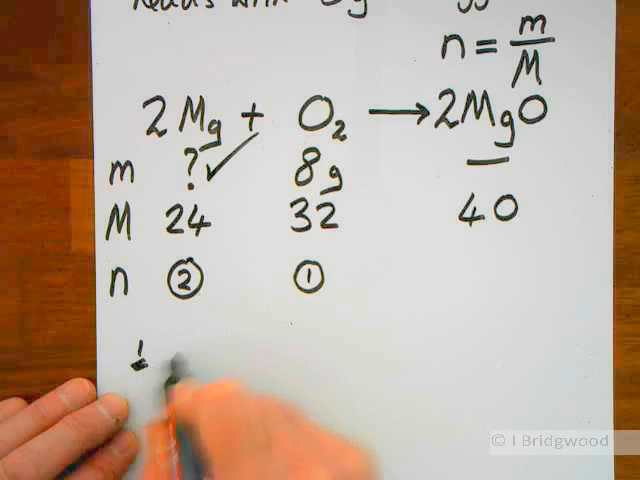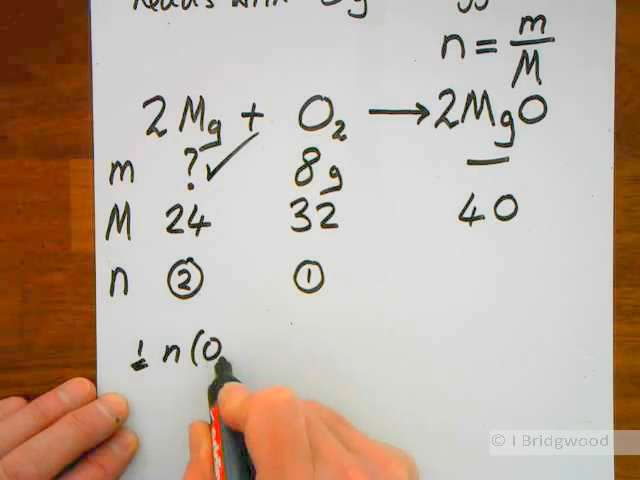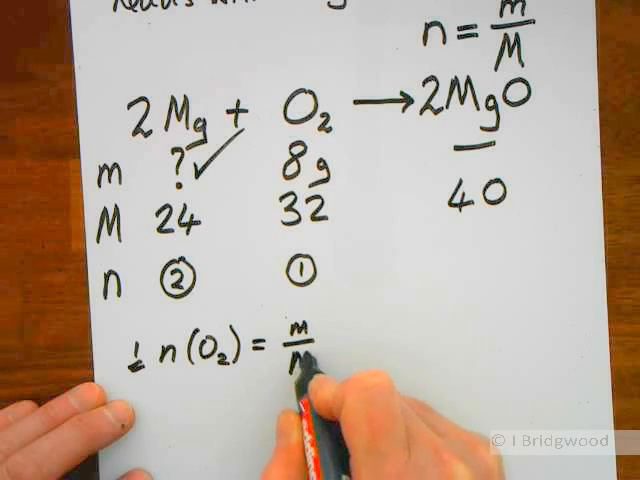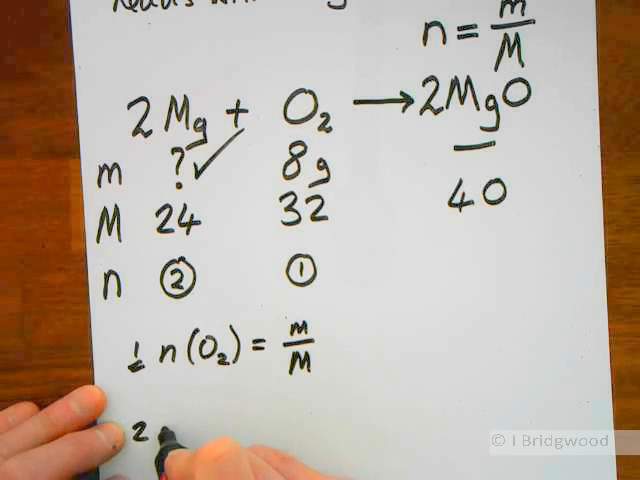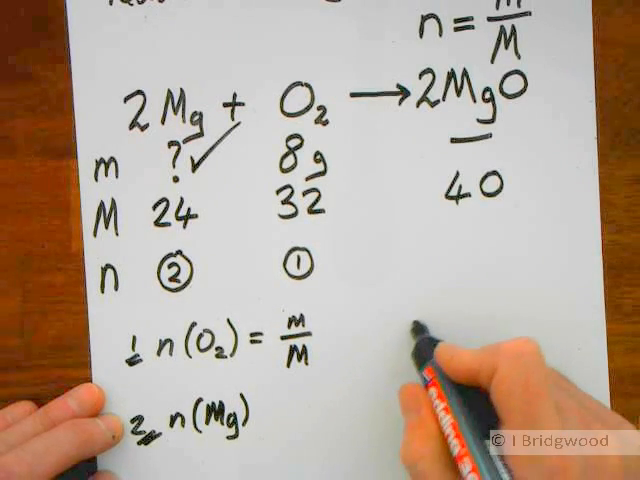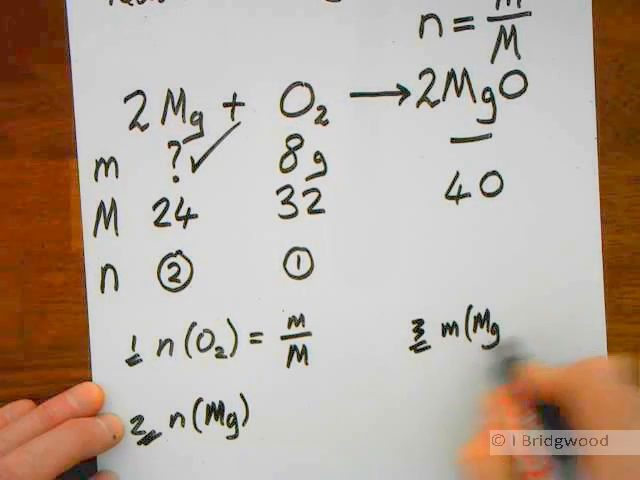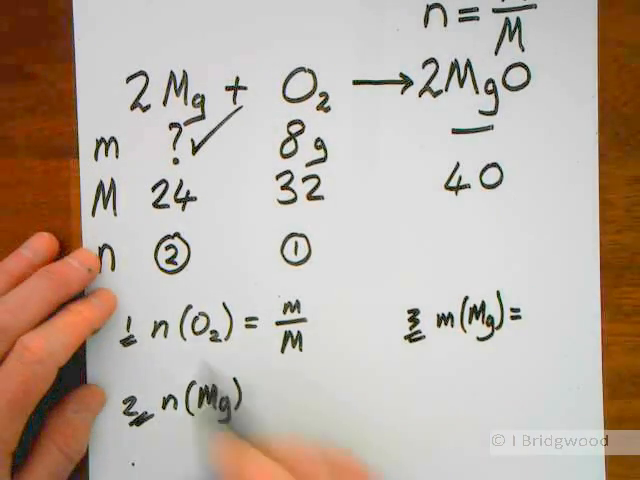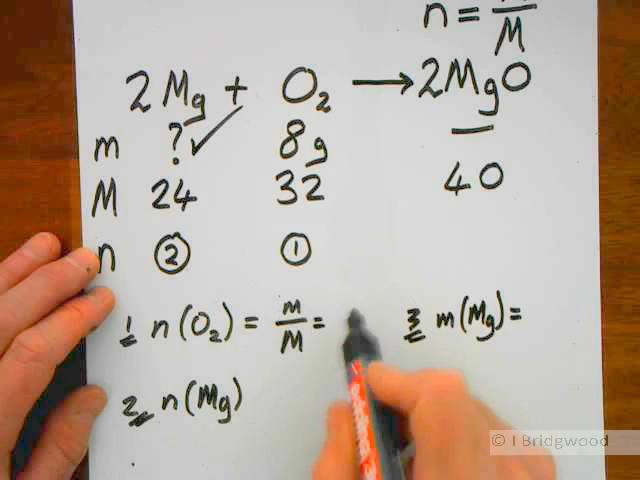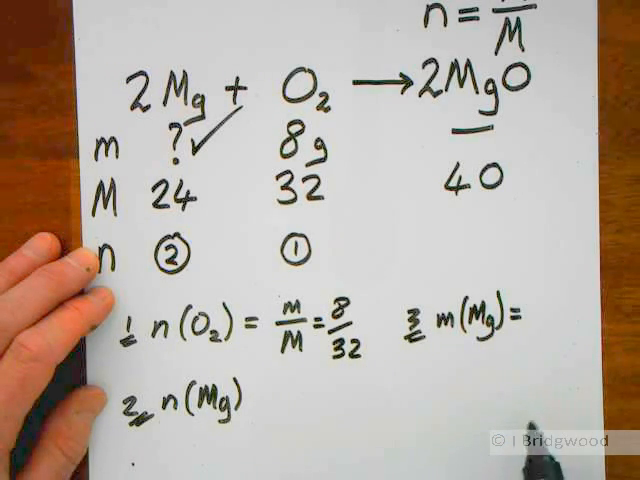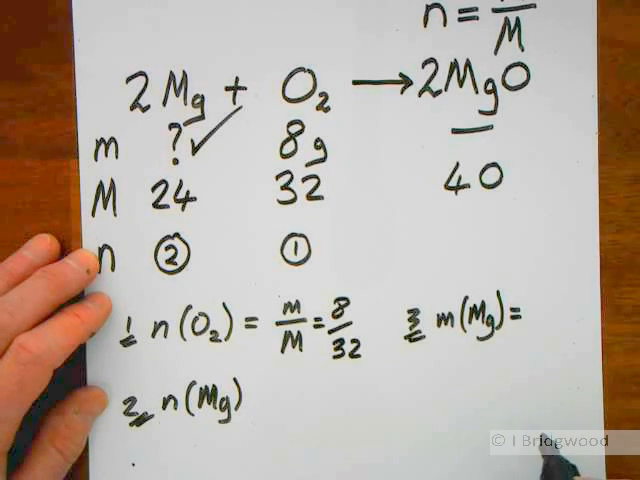Firstly, the amount of oxygen that we have, mass over molar mass. Secondly, the amount of magnesium. And thirdly, the mass of magnesium. Let's see if we can do this. So mass over molar mass, which of course is going to be 8 over 32, which is equal to 0.25.